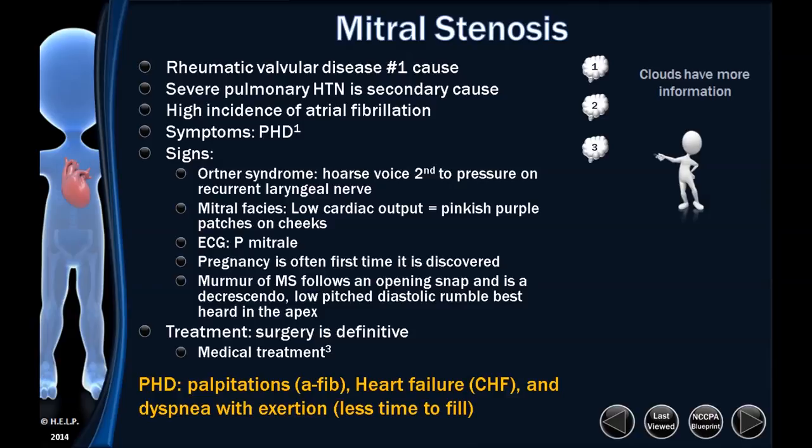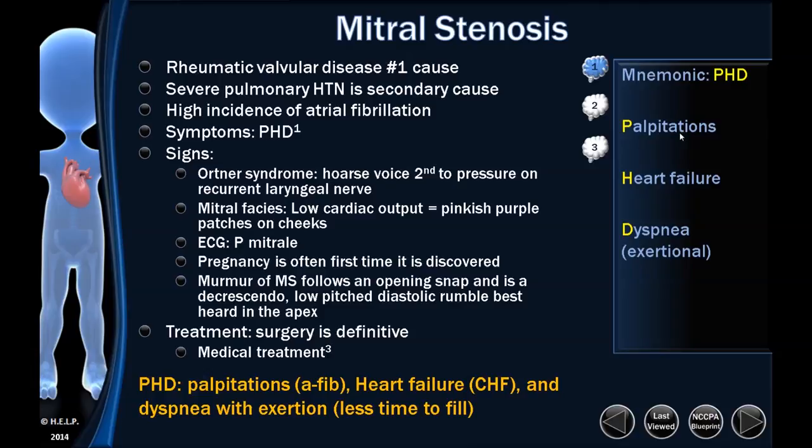Somebody has mitral stenosis. This causes the left atrium to become hypertrophic. It's trying to get stronger so it can push the blood through that tight, narrow valve. Anytime a structural change of the atrium happens, it means atrial fibrillation is the risk that they're going to get. So the symptoms they get is PHD for mitral stenosis, and PHD stands for palpitations. This is the AFib, heart failure, and they get dyspnea on exertion.